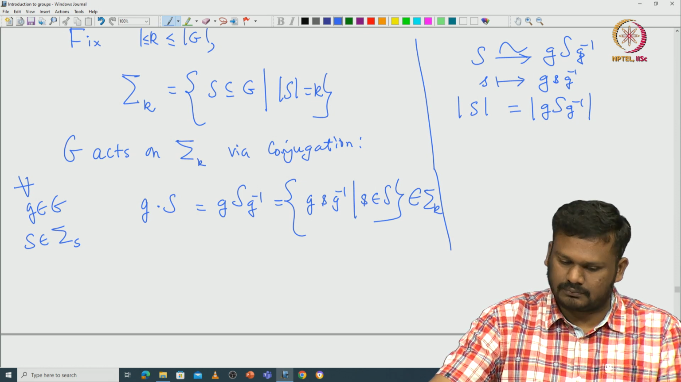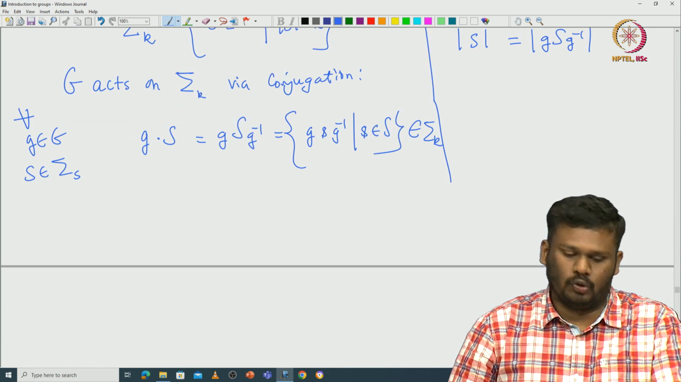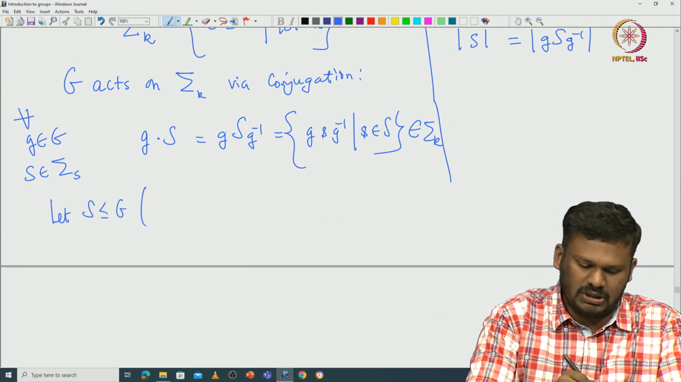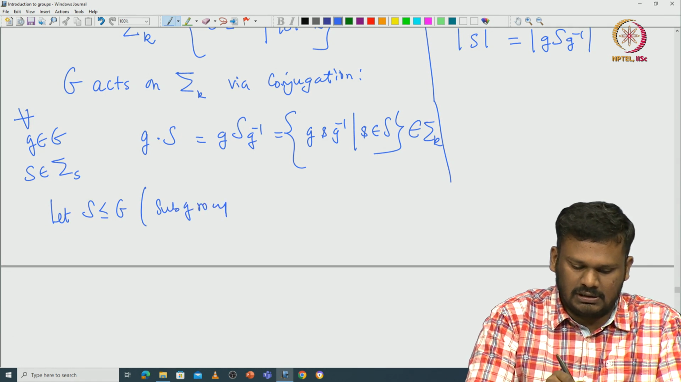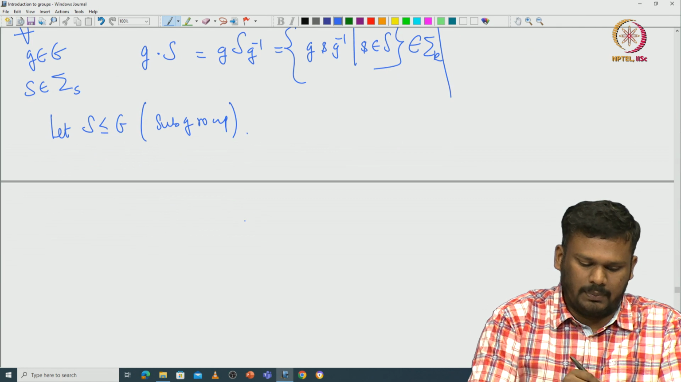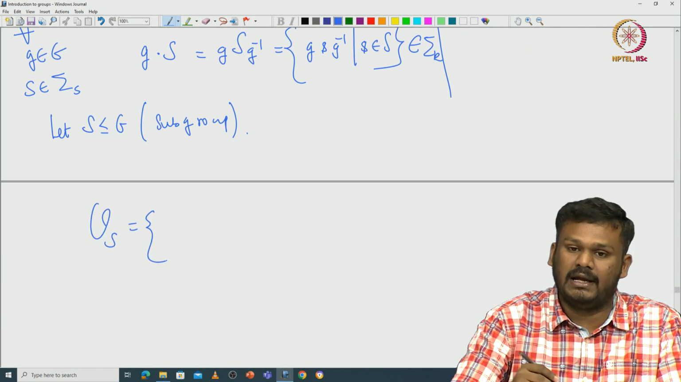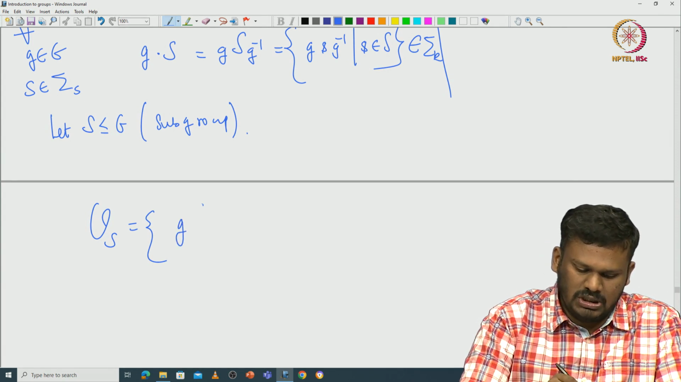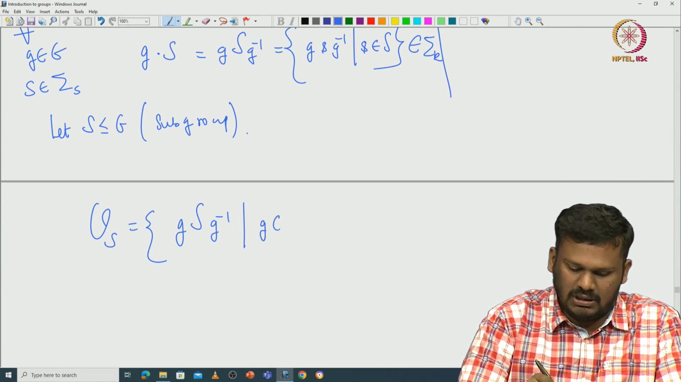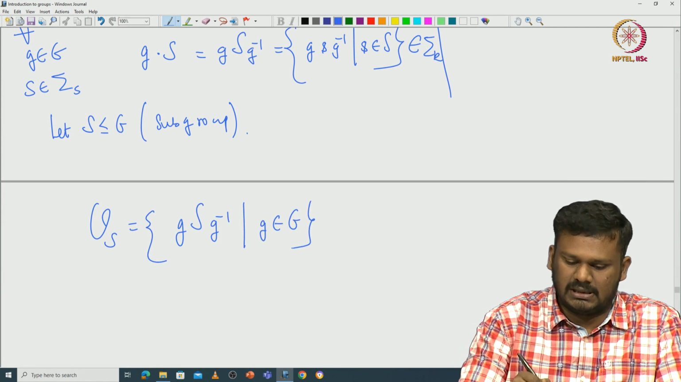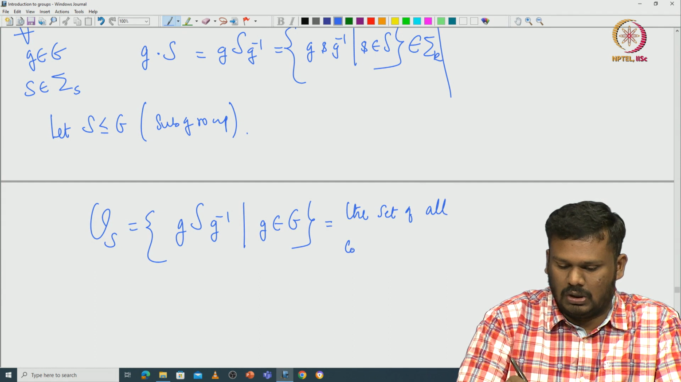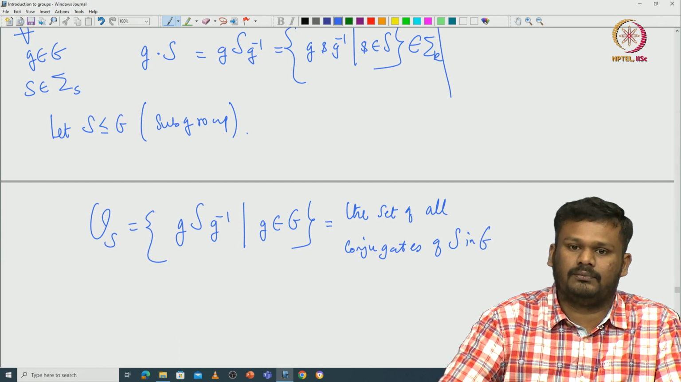Now what happens if you take subgroups? Let us start with S being a subgroup inside G. Then what happens to the orbit? The orbit of S is going to be all images of this S under the action of G, which is g S g inverse, where g is in G. This is nothing but the set of all conjugates of S in G.